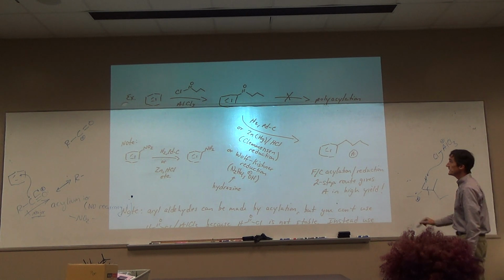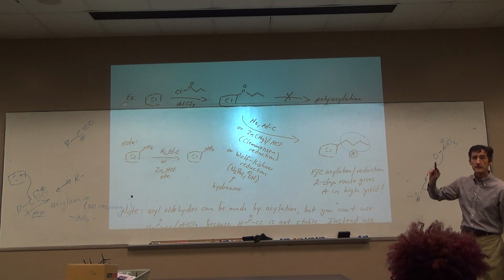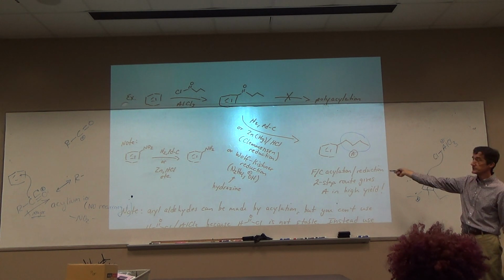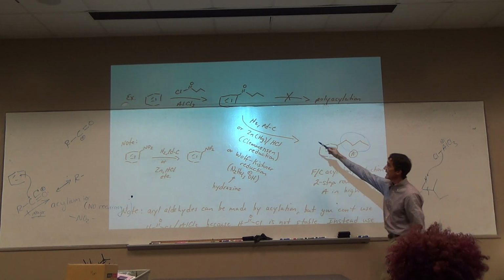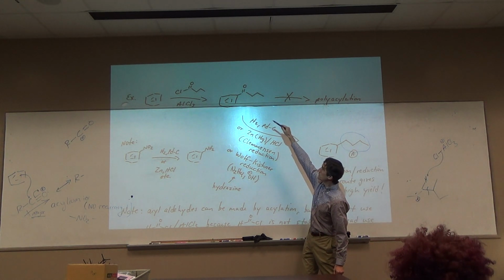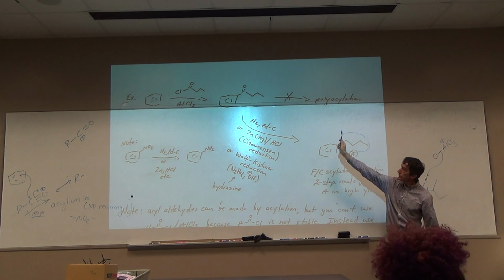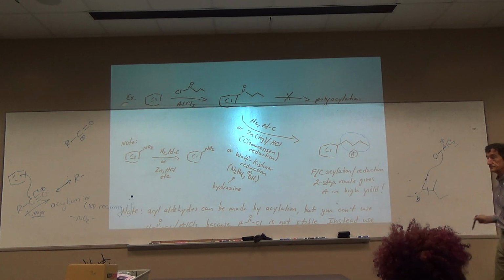And here's the take-home again. Anytime you want to put an alkyl group on, the best way to do it is to acylate, then reduce. You just have to keep in mind that the acyl, the carbonyl, becomes a CH2. And so 4 carbon chain, 4 carbon chain.